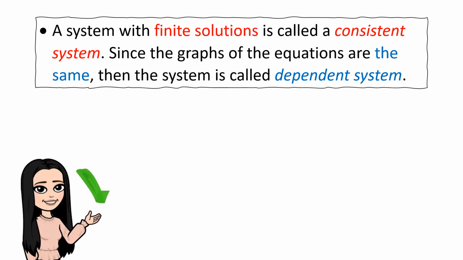A system with infinitely many solutions is called a consistent system. Since the graphs of the equations are the same, then the system is called a dependent system. So if you notice, in our graph, the line is the same. Their slopes are the same, so the line is the same. So that is what we call a dependent system. And it has solutions since they intersect in many points. They have many common points. So that is why it is called a consistent system.